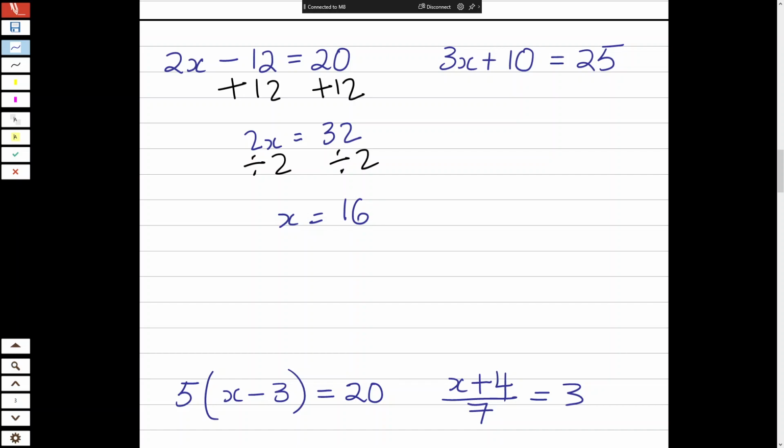All right. Someone from the back row. What would you like to do for the second question? 3x plus 10 equals 25. Top right. Take 10 from each side. Take 10. All right, let's see what happens. Are we closer to our goal? Very good.